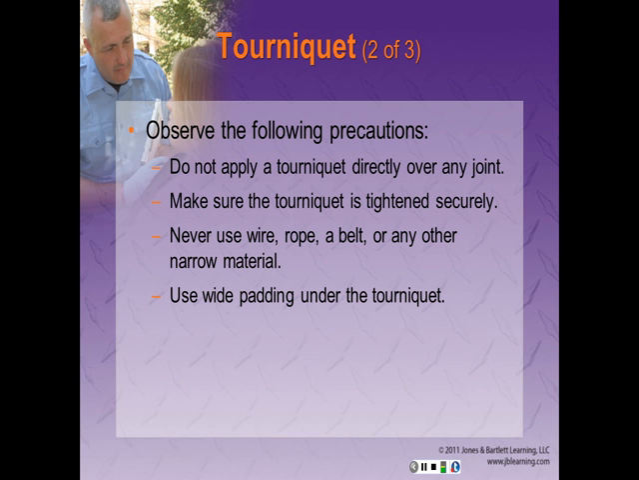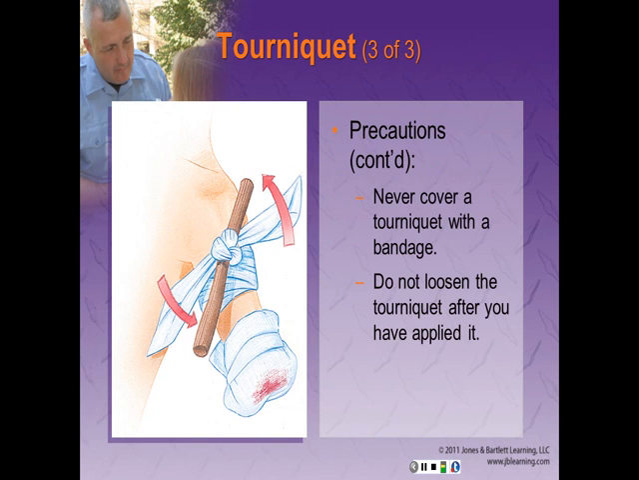Whenever you apply a tourniquet, make sure you observe the following precautions. Do not apply it directly over a joint. Make sure that it is tightened securely. Never use wire, rope, a belt, or any other narrow material because it could cut into the skin. And use wide padding under the tourniquet if possible to protect the tissues and help with arterial compression. Never cover a tourniquet with a bandage, and do not loosen the tourniquet after you have applied it.